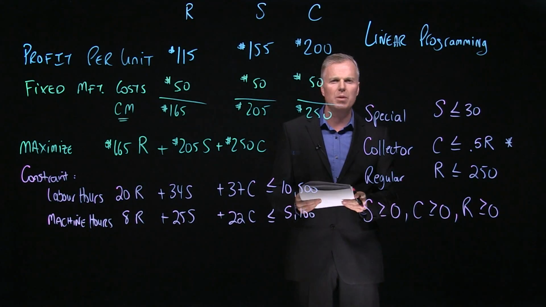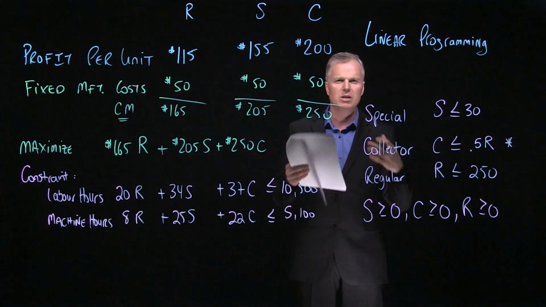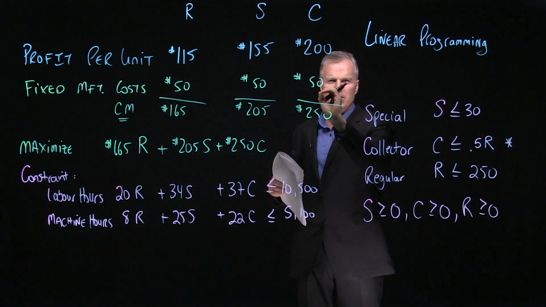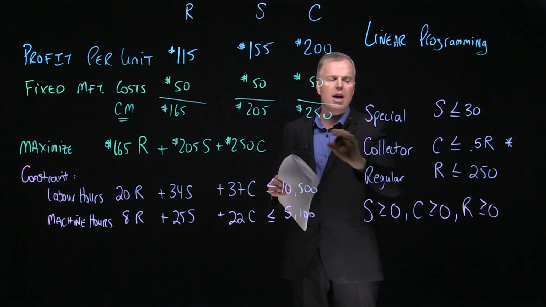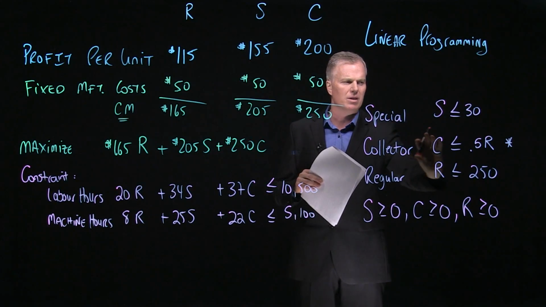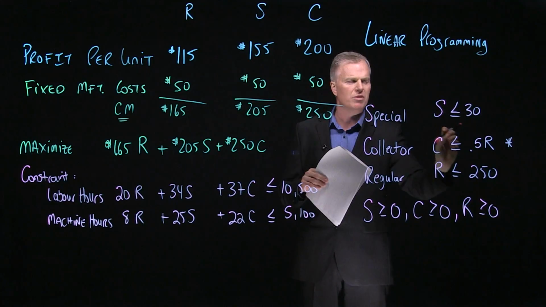So anyways, I hope this helps in setting this up. The key takeaways: adding back the fixed manufacturing costs so that you have contribution margin values, and the tricky collector, putting the value as 0.5 of R.